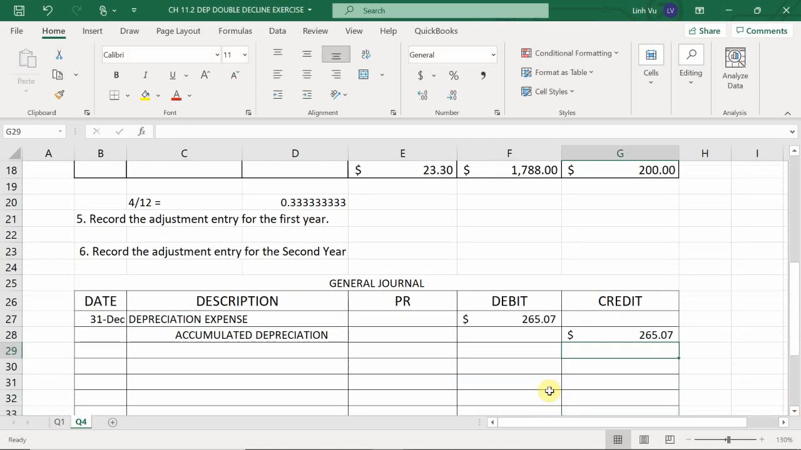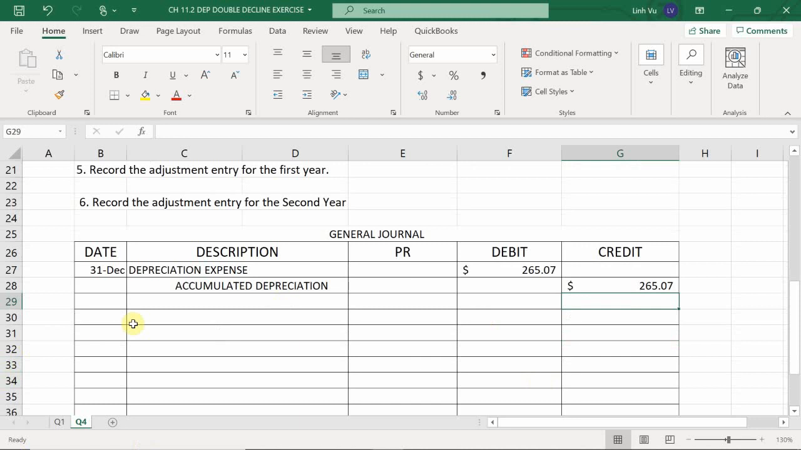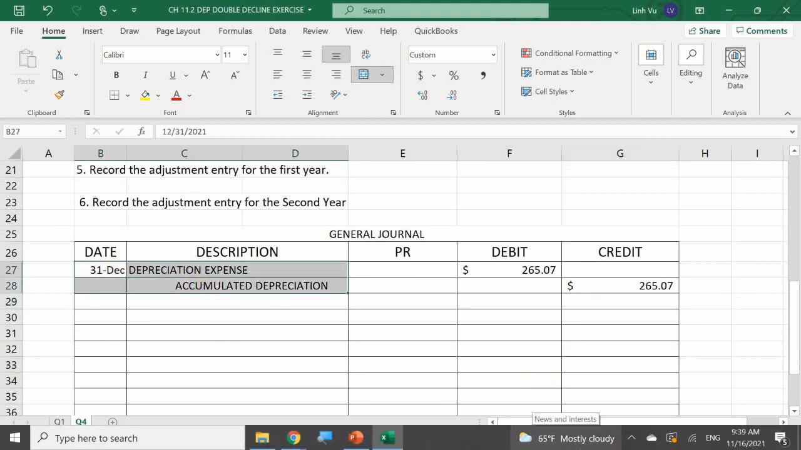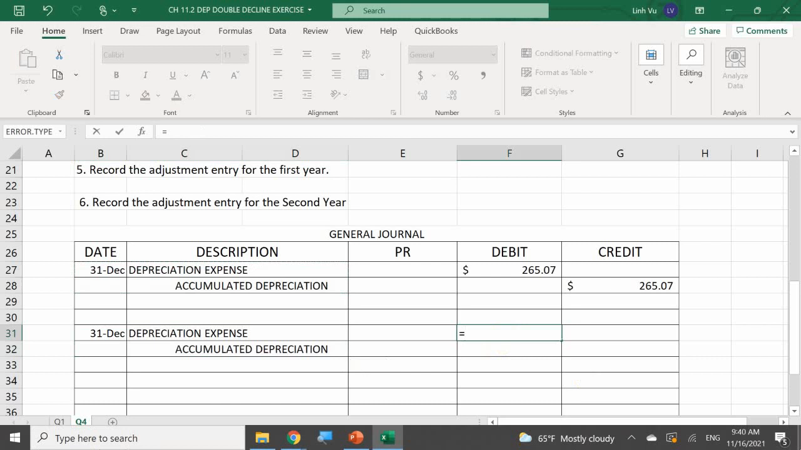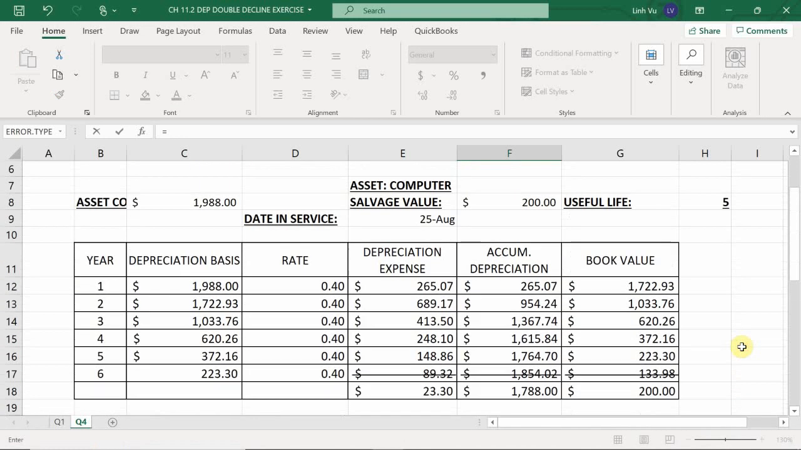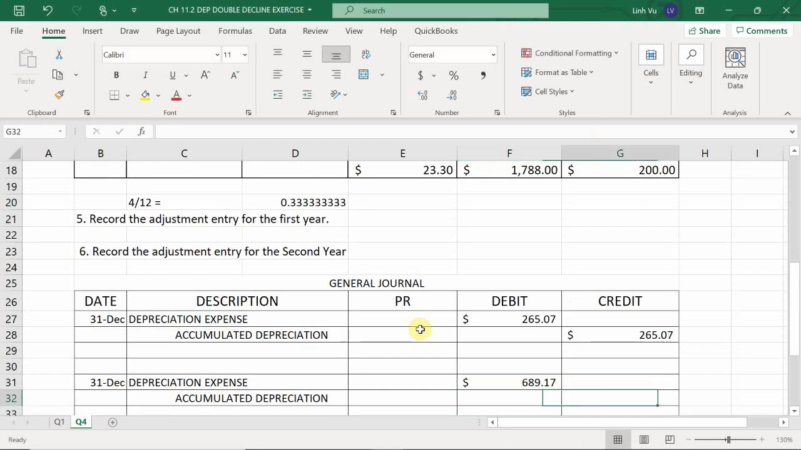And then what's my journal going to be for the second year? Same thing, depreciation expense and accumulated depreciation. Good. And it's going to be for the second year, which is going to be for the full $689.17.